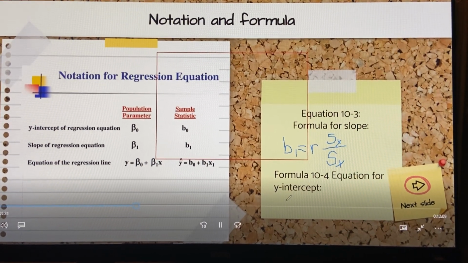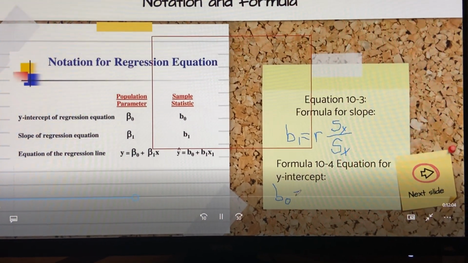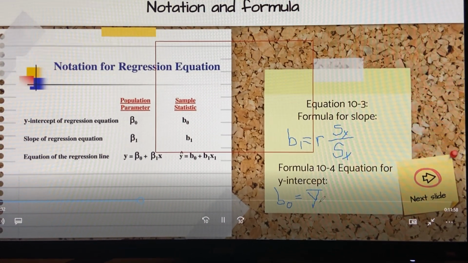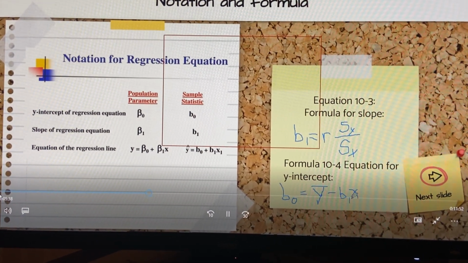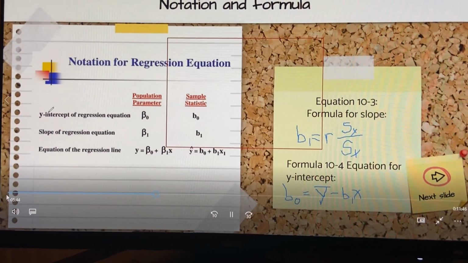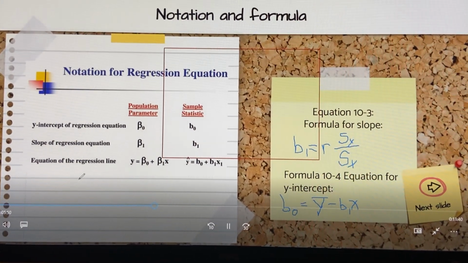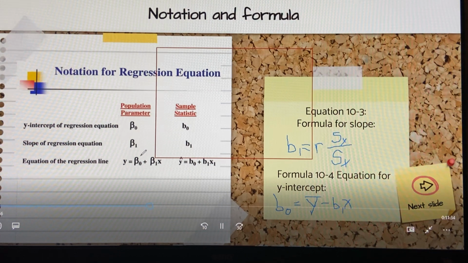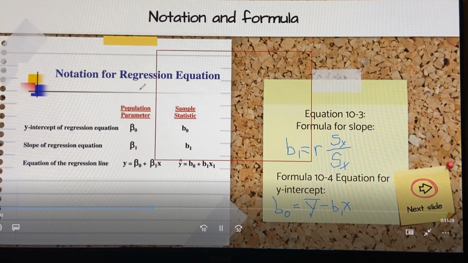The formula for the equation of the y-intercept is b0 equals y bar minus b1 x bar. So b1 is the slope, and these are our two values. So the notation here is kind of a review. Here is the equation of the regression line. It is y equals b0 plus b1x, and that is for a population parameter.